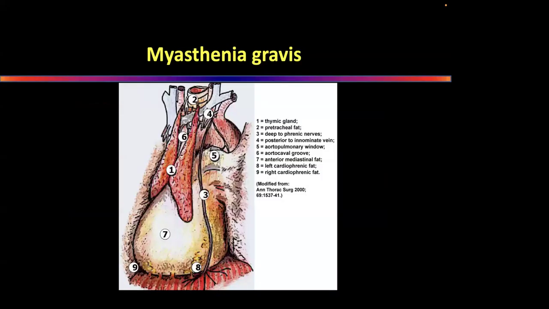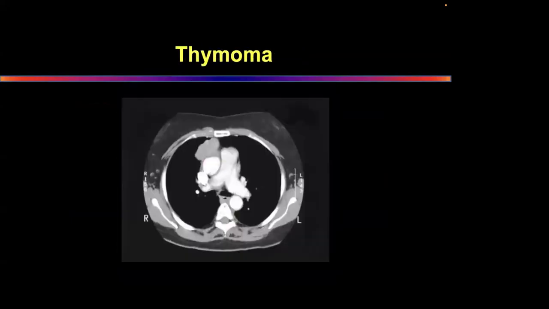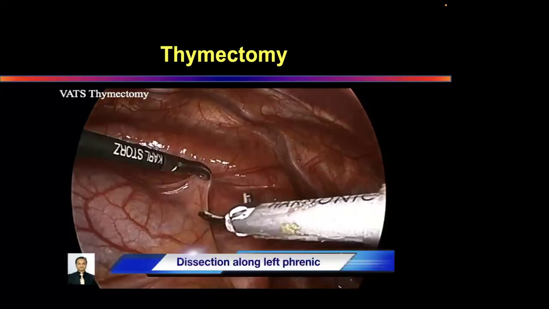For myasthenia gravis, VATS thymectomy is done. It can be non-thymomatous or thymomatous. So the whole of the thymus gland, including the tumor and all the peripericardial tissue from the neck up to the diaphragm, in between the two phrenics, is removed by VATS or by robotics.